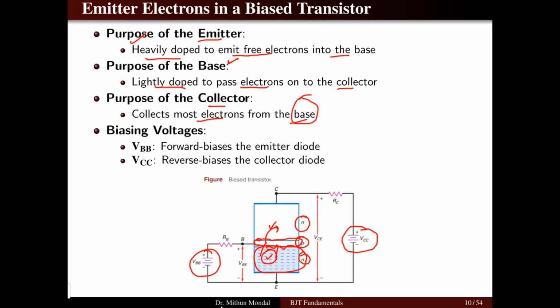The two voltages that we are basically using are the base voltage VBB, and VCC, which is basically the voltage which we connect in the collector. Again, the base-emitter should be forward biased, and the collector-base should be reverse biased. So this needs to be considered when we operate the BJT in the forward mode.